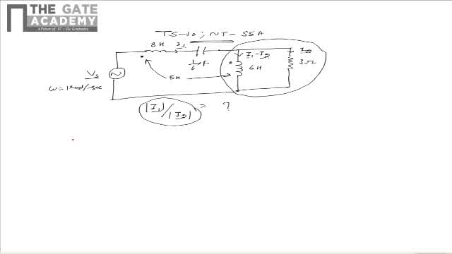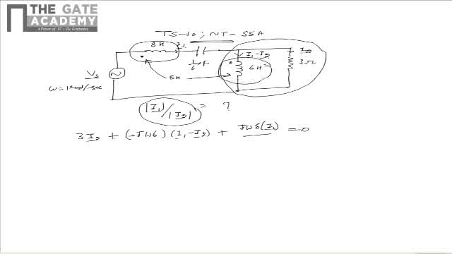So upon applying KVL to the second closed path, we see that 3I2 plus the drop across the 6 Henry inductor, that is minus j omega 6 times (I1 minus I2), plus the drop due to the mutual inductance should be equal to 0. We know that the drop due to the mutual inductance is given as j omega 5 multiplied by I1, because I1 is the current flowing through the coil 1 and we are calculating the drop across the coil 2.